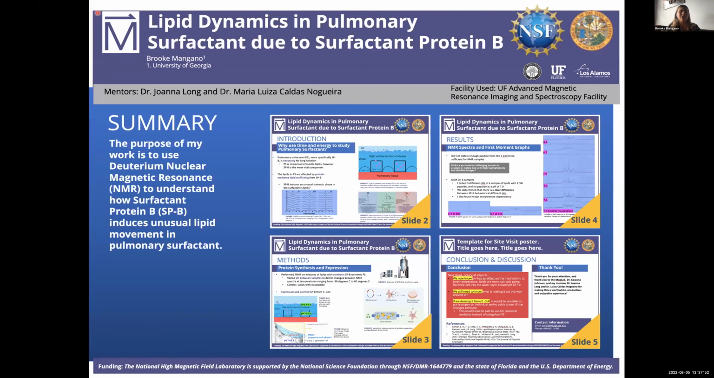I spent my summer studying lipid dynamics of pulmonary surfactant due to surfactant protein B. So we used deuterium NMR to understand how SP-B induces an unusual lipid movement in pulmonary surfactant.